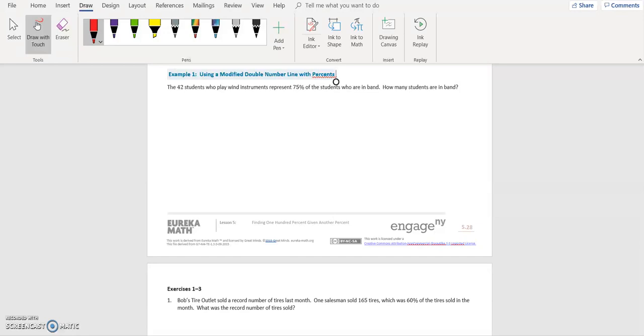So today, our goal, we're looking at a visual idea of how we're getting these numbers and how we're doing the percent, and that whole. So we have 42 students, and they're playing wind instruments, and they are just 75% of the band, which is quite a bit, and over half. Okay. But we want to know how many students are in the entire band. So our students in the band is 100%. That's the whole.